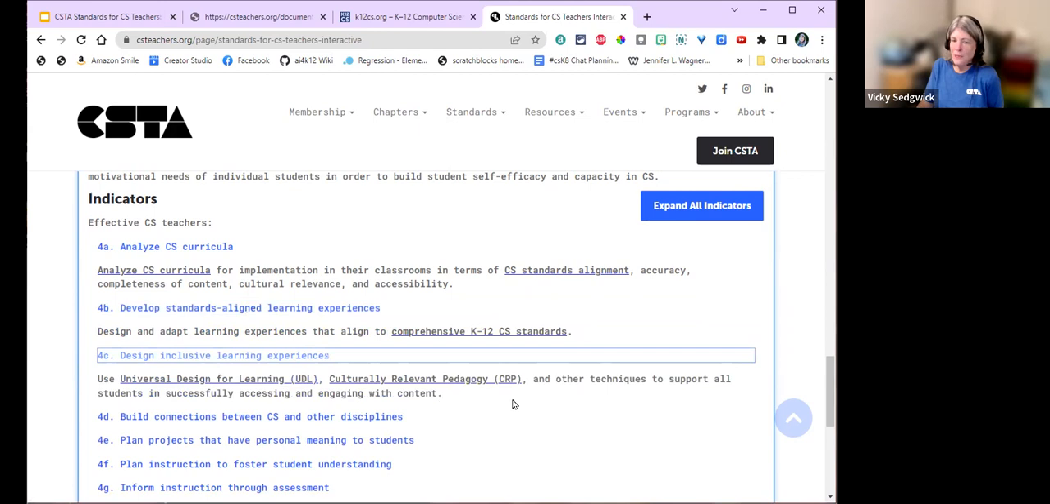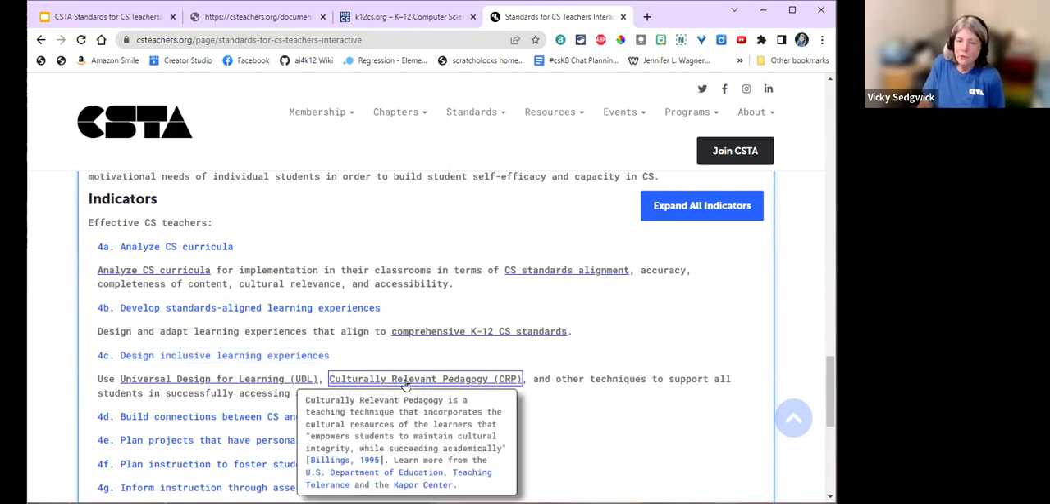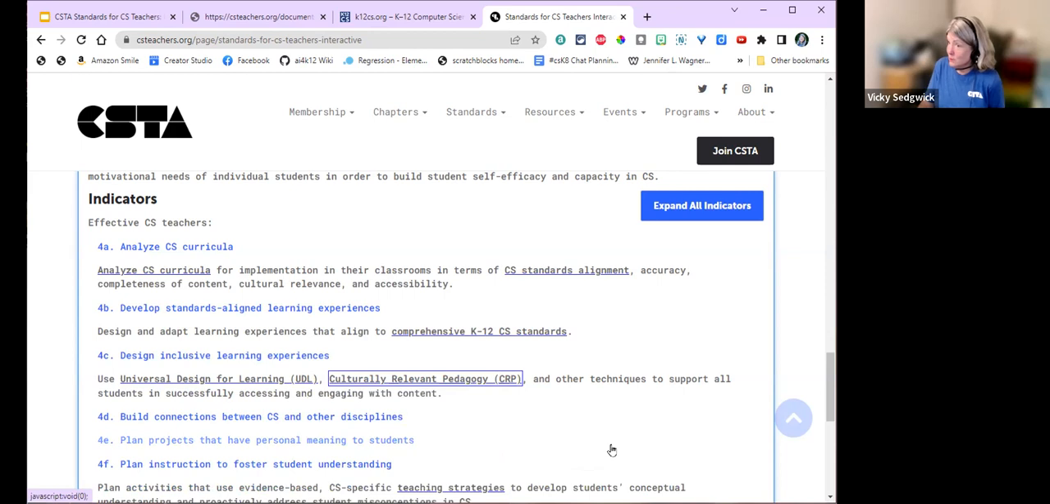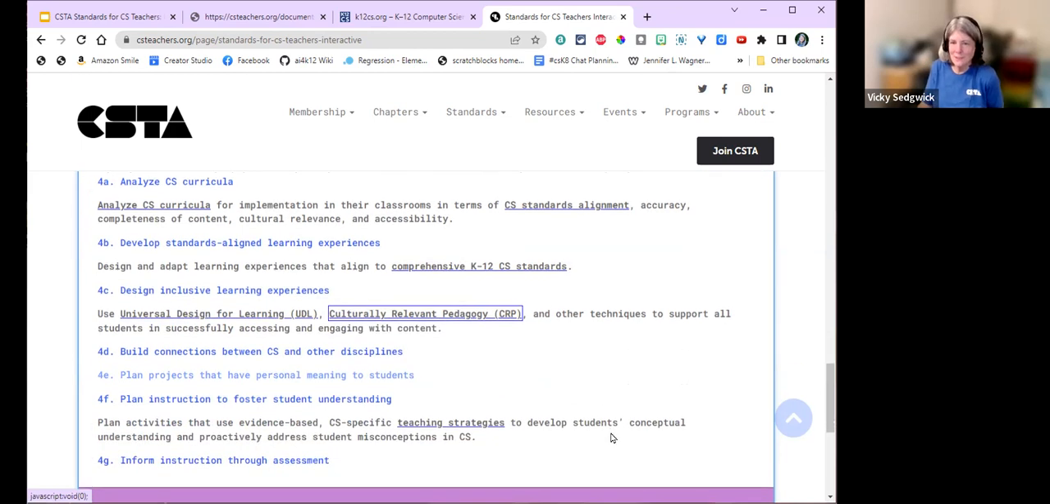develop those standards-aligned learning experiences and how we're going to deliver them in our class. Make sure that we're being inclusive. And if you don't understand things like UDL, Universal Design for Learning, and culturally relevant pedagogy and other techniques, it's a good time to research those. And there's a lot of links in these that are great to look at if you're going, well, I've heard the term, but I don't really know what that means. You know, part of your learning is, let's figure that out.